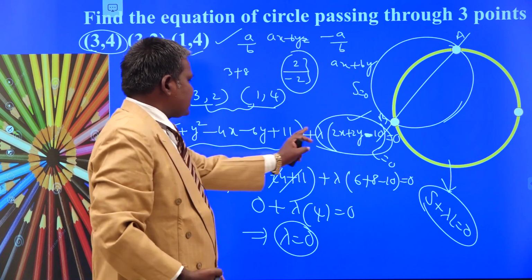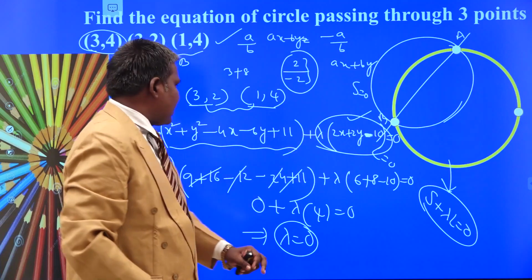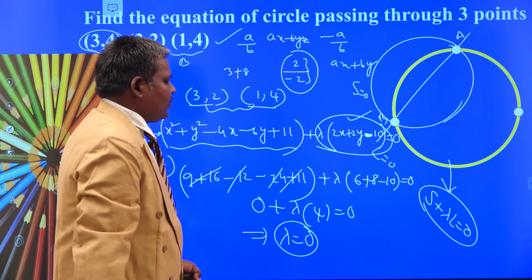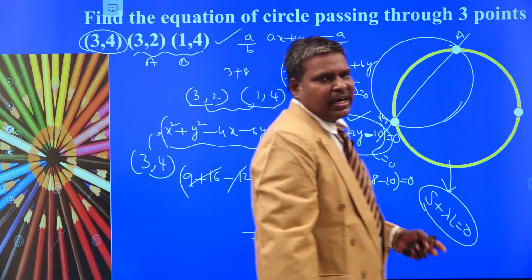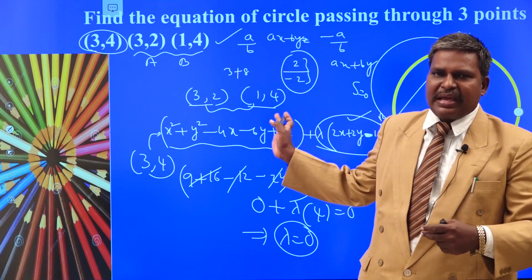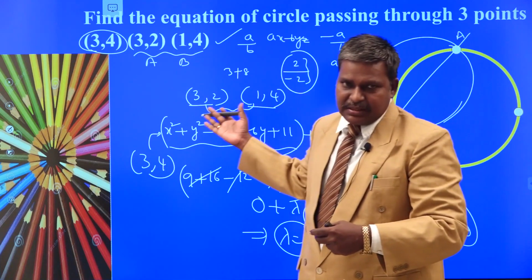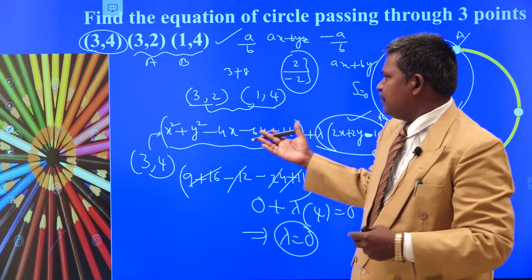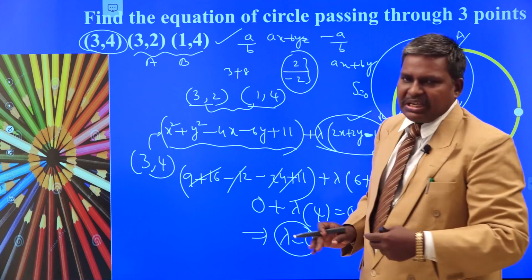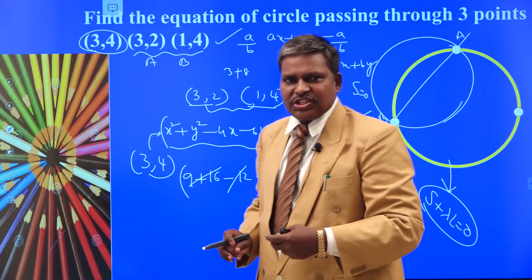So S plus lambda L equal to 0. Form in this manner. Substitute the third point. We obtain the lambda value. Keep the lambda value in S plus lambda L equal to 0. We get the required equation. By practice itself, we can write the equation of circle in below 1 minute. Okay, this is the procedure to find the equation of circle passing through 3 points in a shortcut way.